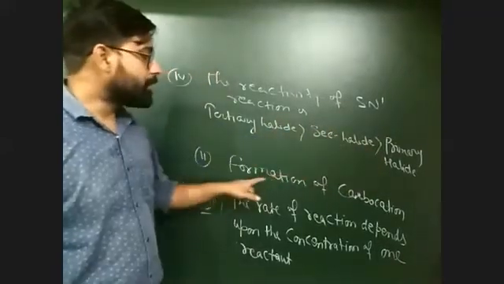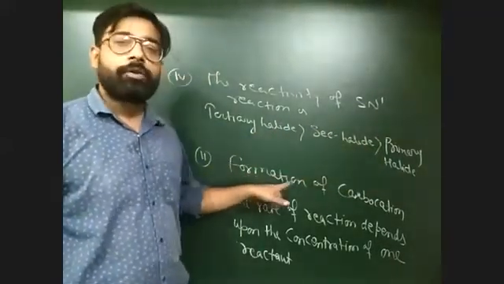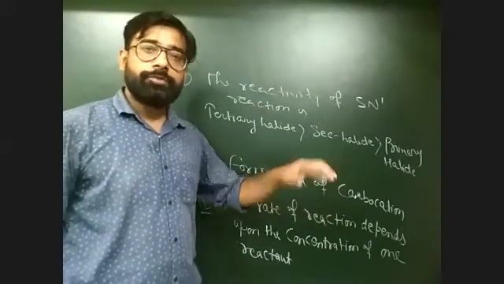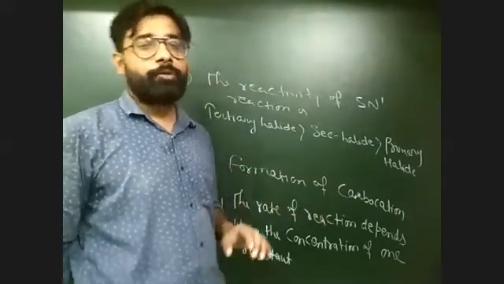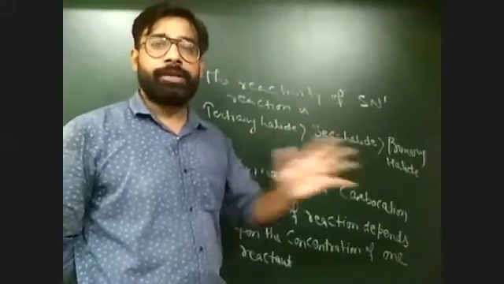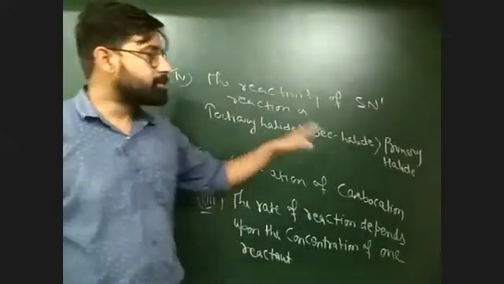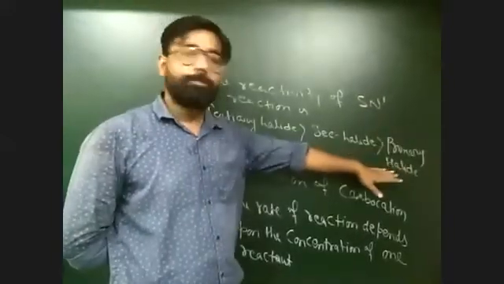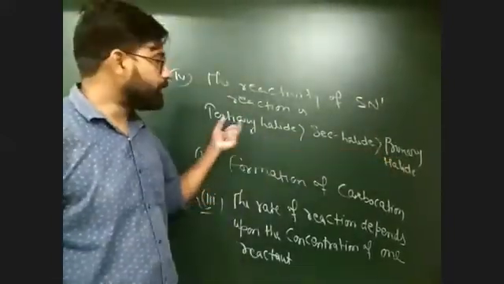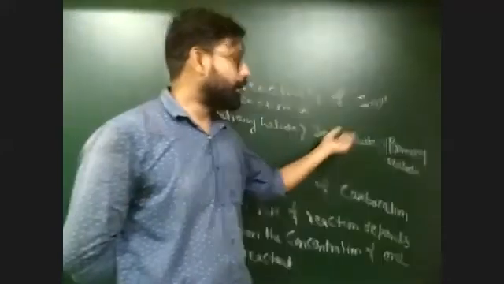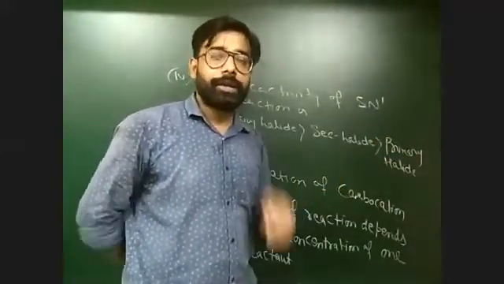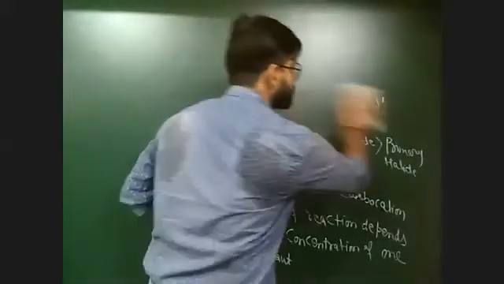Because in an SN1 reaction there is formation of carbocation. So we know that the order of carbocation stability is 3 degree, 2 degree, 1 degree. So tertiary is more stable than secondary, and secondary is more stable than primary. So the order of reactivity is tertiary halide, secondary halide, primary halide. Here we take examples of the SN1 reaction.